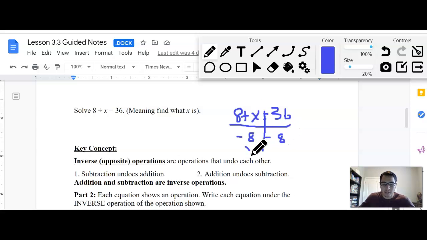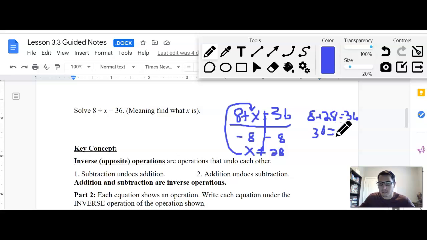All right, then we're left with x over here is equal to 28. Go ahead and plug in 28 for your x. So 8 plus 28 equals 36. 8 plus 28 is 36. So 36 is equal to 36. You can check your work.